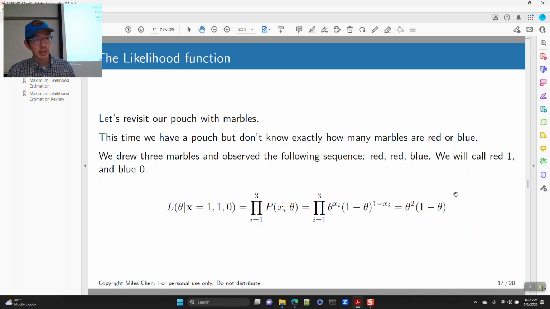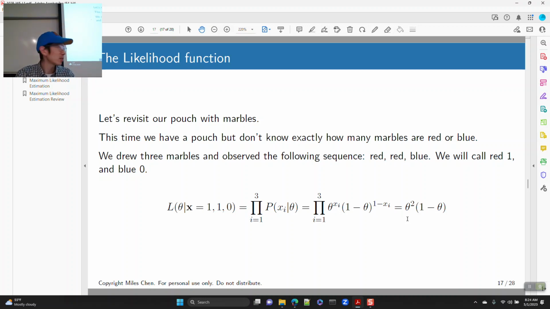So again, this is the sequence of data I've seen: red, red, blue. I can ask, what is the likelihood? It's basically the same as the probability of my data, except I don't have a fixed value for theta. In the previous slides, we said it was 0.3 times 0.3 times 0.7. If I plugged in theta equal to 0.3, this would be my likelihood: 0.3 times 0.3 times 0.7.